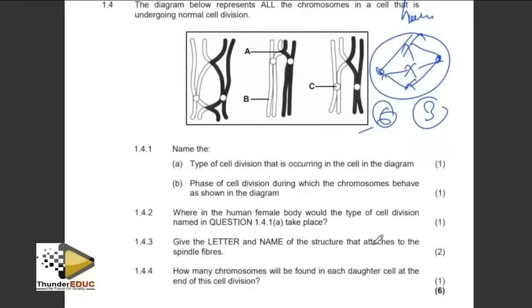Give a letter name of the structure that is attached to the spindle fiber, which is C, and in this case is the centromere. How many chromosomes will be found in each daughter cell at the end of meiosis? Now come back here and see.